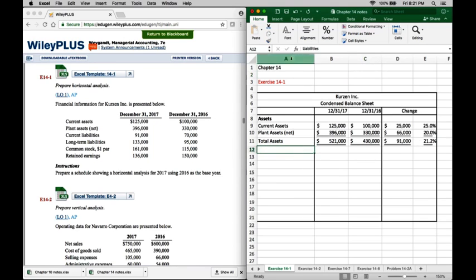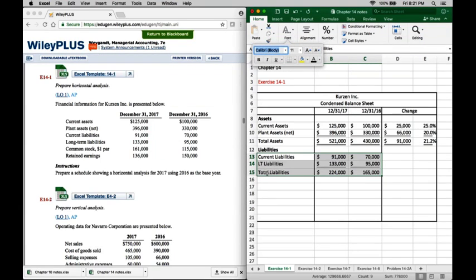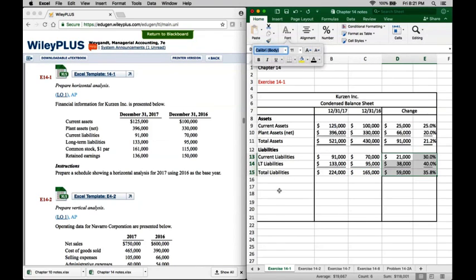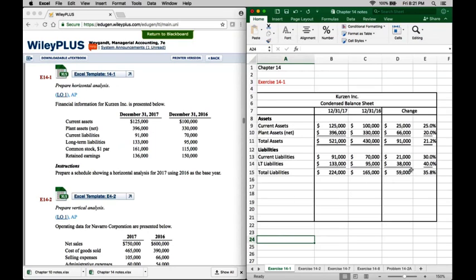Okay, so the next item obviously in the balance sheet is liabilities. We have current liabilities and long-term liabilities. I'll list the two liabilities and I will have the totals for each of those groups, for 2016 and 2017. Once again, we look to see did it increase or decrease. Current liabilities increased, as did the long-term liabilities. So we'll write down the dollar amount and then we'll calculate the percentage change. What you would see again is your current liabilities increased by 30% and your long-term liabilities increased by 40%. So this is significantly higher than plant assets.